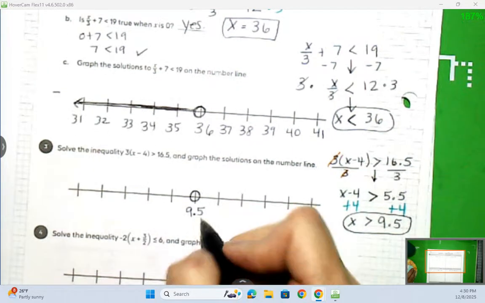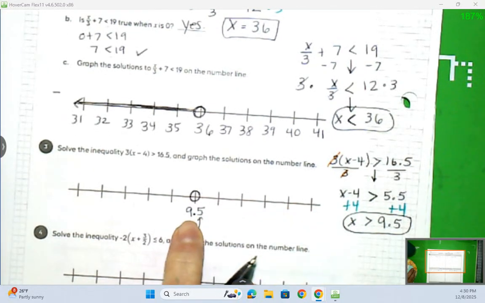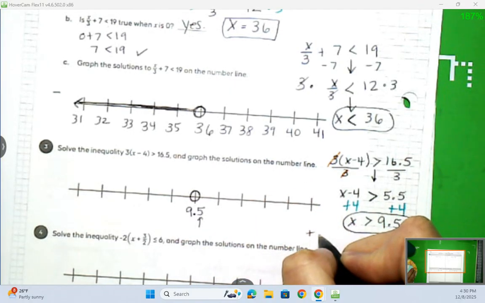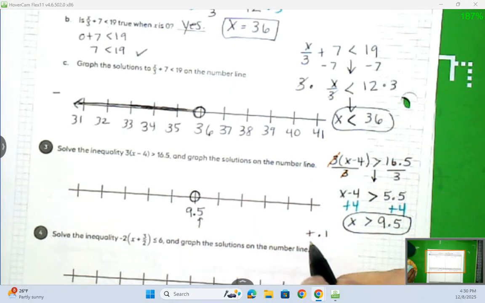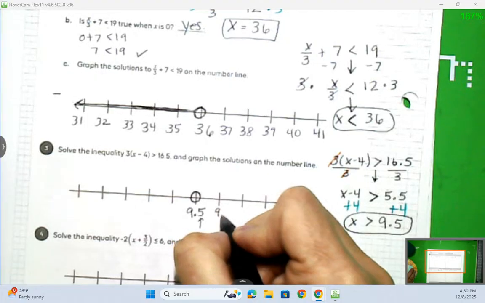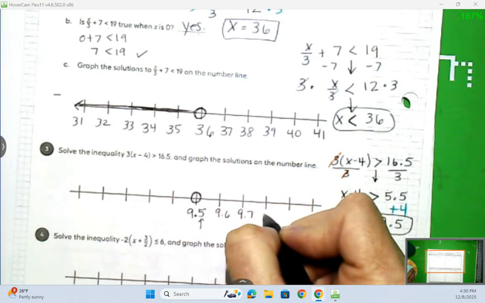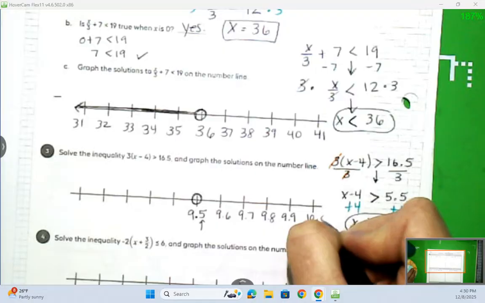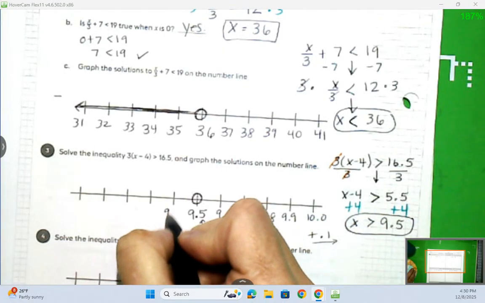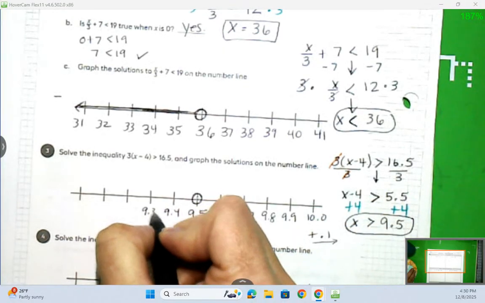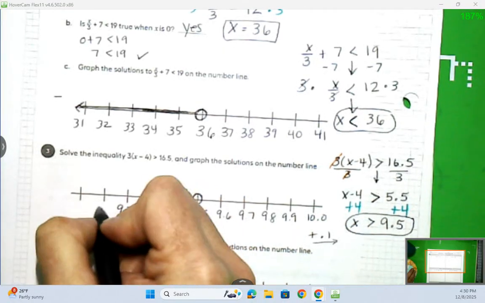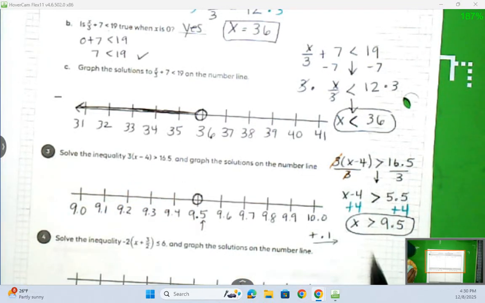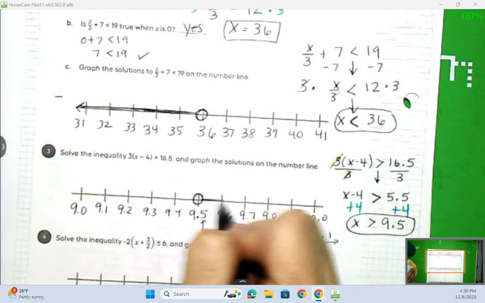So if I wanted to go by tenths, from 9.5, 0.1 more than that, if I'm adding 0.1, going in this direction, I would have 9.6, 9.7, 9.8, 9.9, 10.0. In the negative direction, I'd have 9.4, 9.3, 9.2, 9.1, and 9.0. X is greater than, so we're shading to the right.